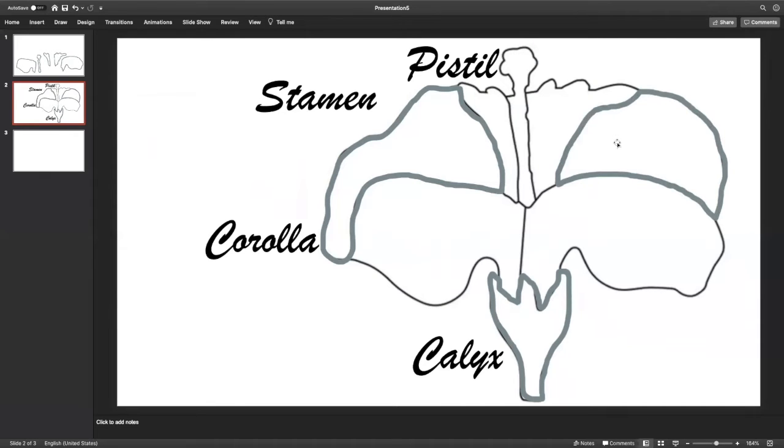Do you remember what it's called? What part of the flower is this? Do you remember if you go outside and you pick a flower, what are the colorful parts on the flower? The petals? Yes. Yes, they're called the petals. Thank you for your help, Jaya.